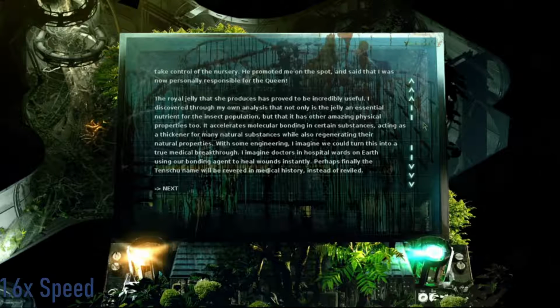Might be it. With some engineering, I imagine we could turn this into a true medical breakthrough. I imagine doctors in hospital wards on Earth using our bonding agent to heal wounds instantly. Perhaps finally the Detention name will be revered in medical history instead of reviled. So yes, this is something that happens here in this ship.